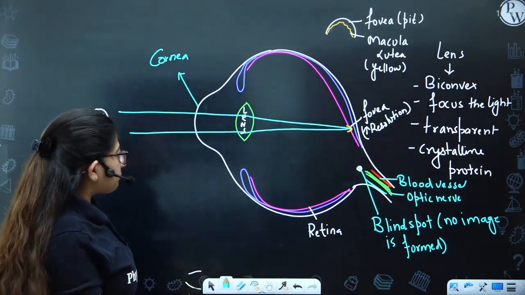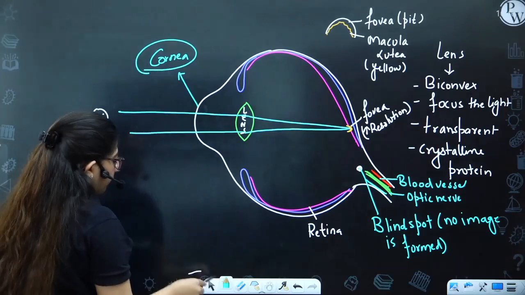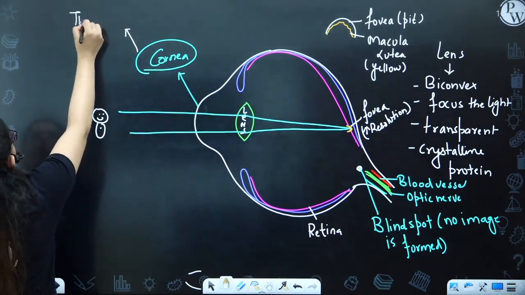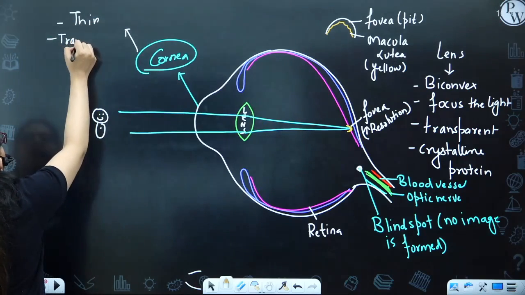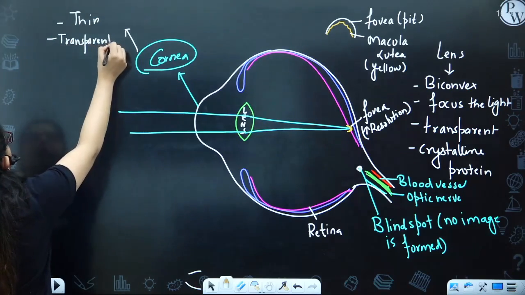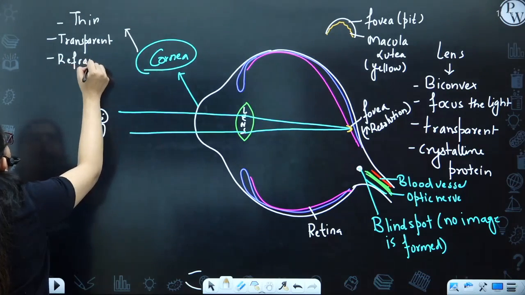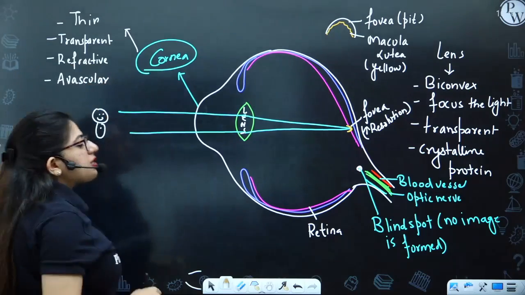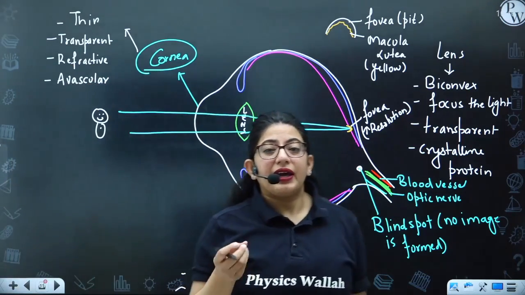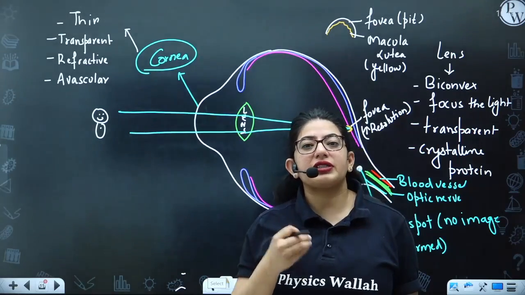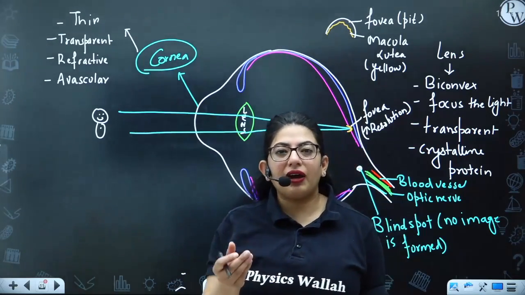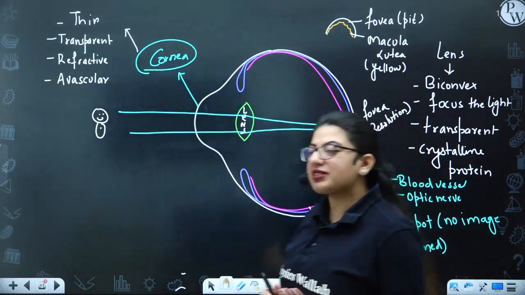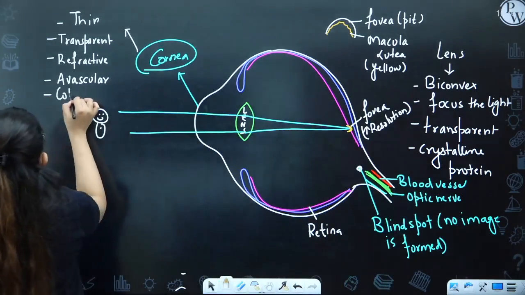Now let's talk about this portion called the cornea. The cornea is basically a part of the sclera only. It's thin, transparent and refractive. It helps in refraction of light. A very important point to note is that it is avascular. That means it has no blood supply. The word vasa is used for blood vessel. Hence, the transplant of the cornea is quite easy because it has no blood vessels. There will be no antibodies, no WBCs, and no graft rejection. And this is rich in collagen fibers. Which fibers? Collagen fibers.